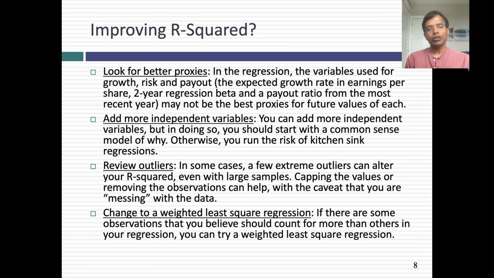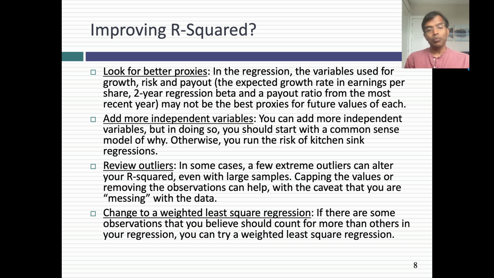But let's say you get focused on improving your R squared. What can you do? One is, as I said, you can look for better proxies for payout, growth, and risk. The proxies I use, the growth in earnings per share for the next 5 years, the 2-year regression beta, and the payout ratio from the most recent year, you might feel don't reflect, are not the best predictors for the future. So you can look for better proxies.